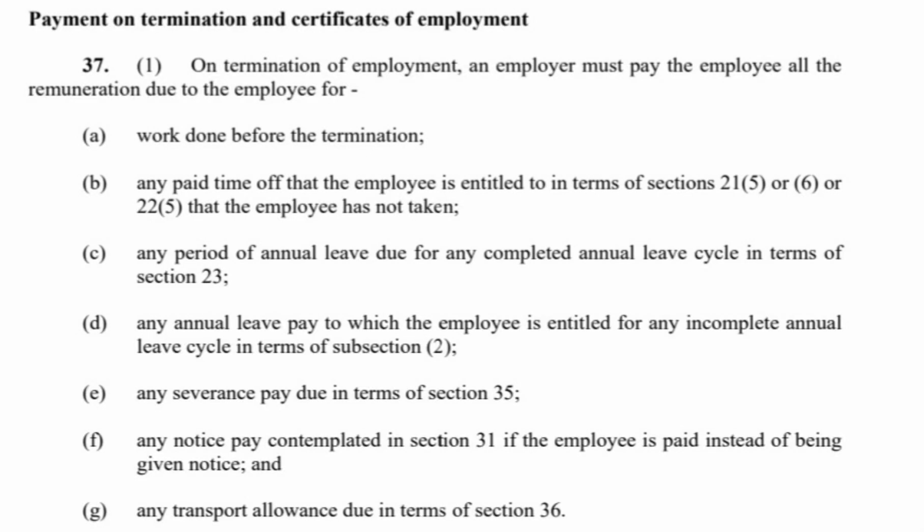Section 37 of the Labour Act 11 of 2007. This section deals with the payment on termination and certificate of employment. So in terms of this section, on termination of employment, an employer must pay the employee all the remuneration due to the employee for the following.